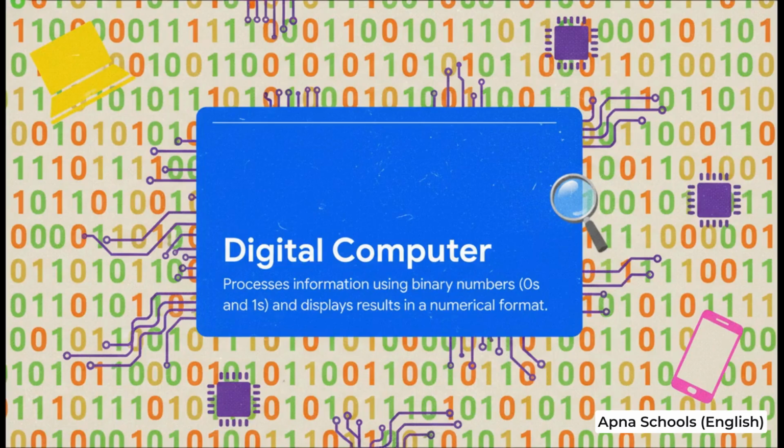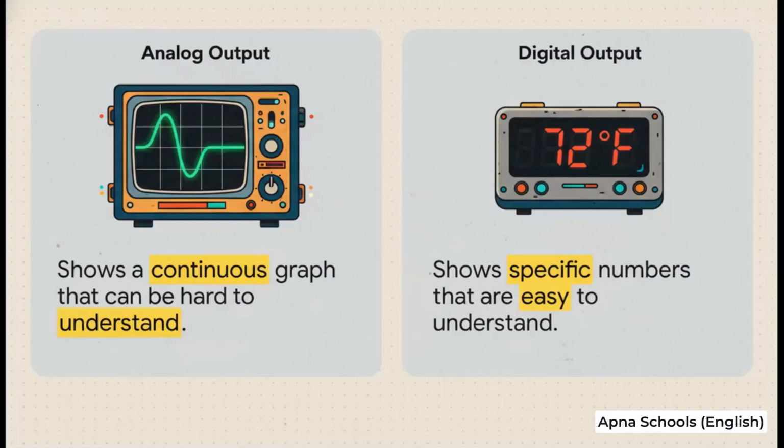And then we have the one we all know and love, the digital computer. This is the machine that speaks in numbers, specifically those famous binary zeros and ones. It takes in information, chops it up into digits, and gives us a nice, clean, precise number as the result. Your phone, your PC, they're all digital. And you can really see the difference right here. An analog computer might give you this fluctuating wave that you have to kind of interpret. A digital computer just tells you it's 72 degrees. Bam. Clear, simple, and totally exact.